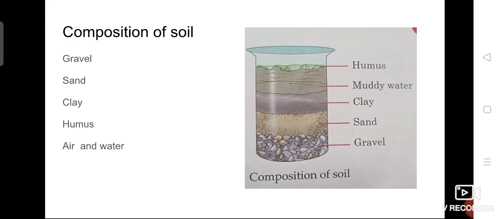Soil contains many things. It consists of gravel, sand, clay, humus, and also air and water. These are the things which are present in the soil. I repeat: gravel, sand, clay, humus, air and water also.